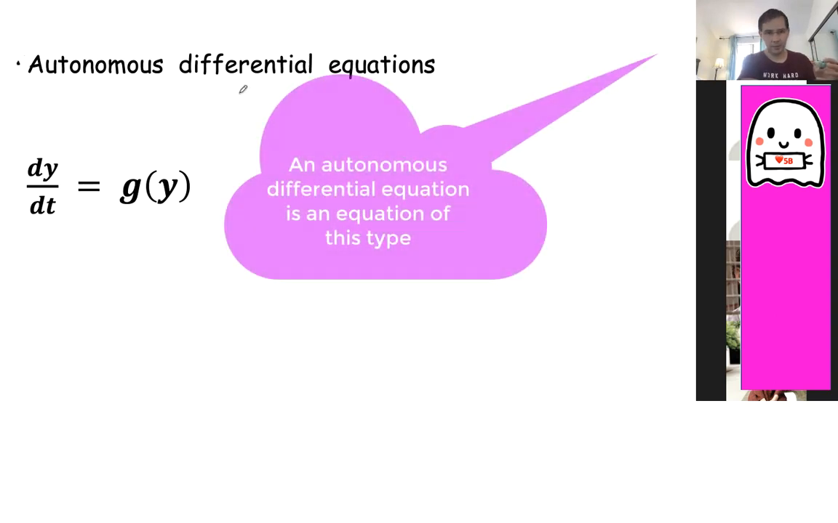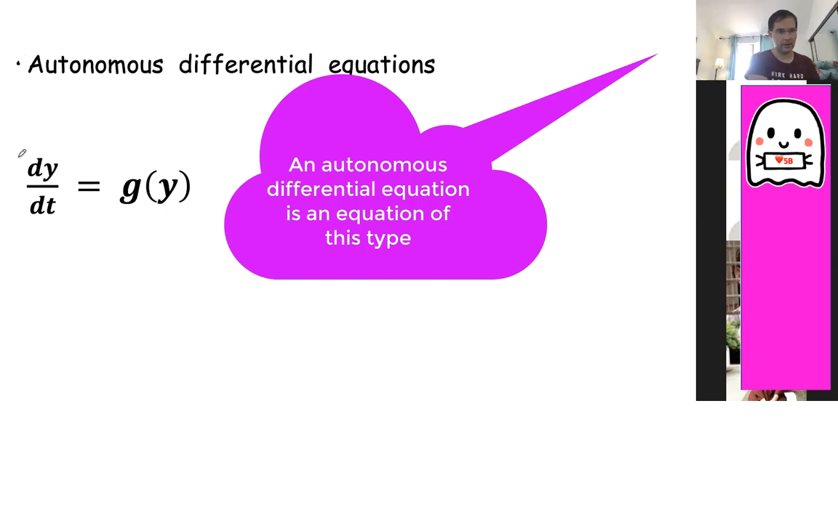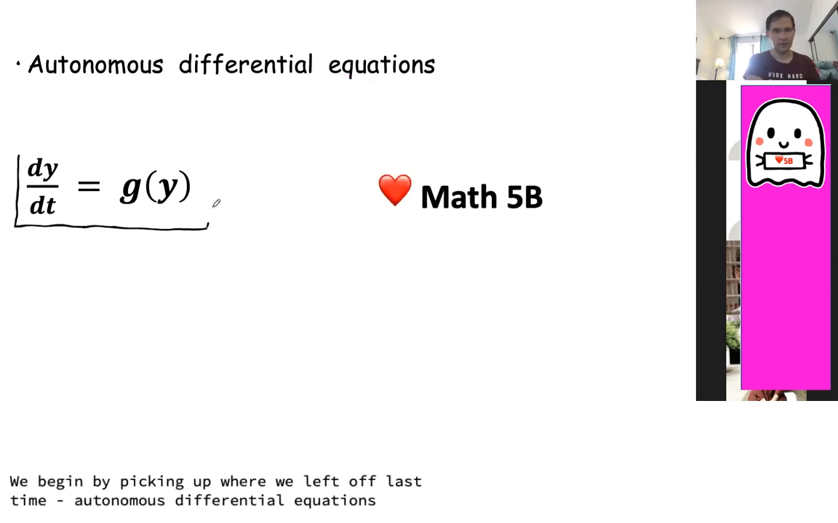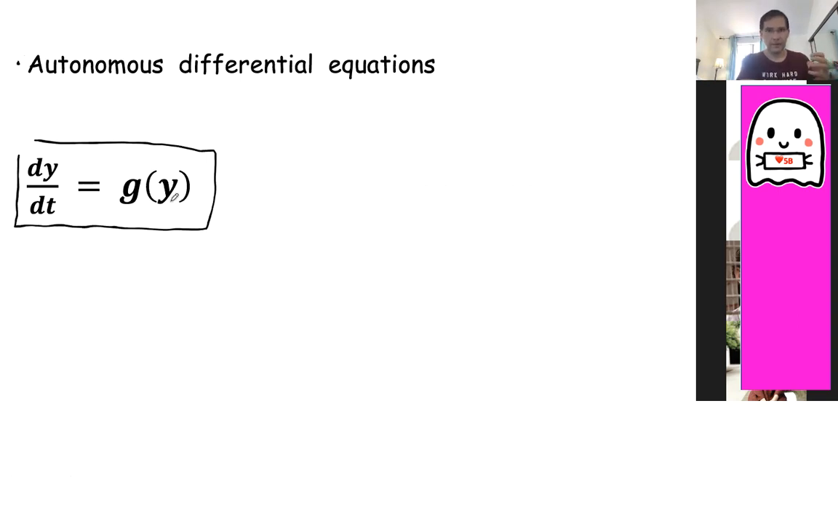So an autonomous differential equation is an equation of this kind. The derivative of the function that we are looking for is supposed to satisfy the condition given by this function g, which is a function of y. The independent variable doesn't appear explicitly on the right-hand side of this equation.